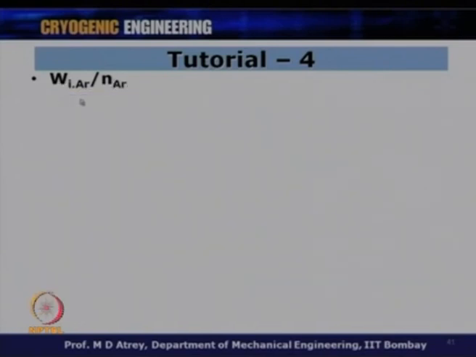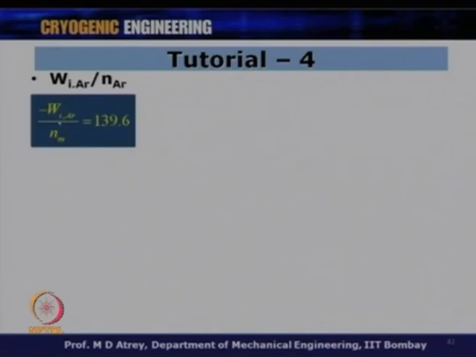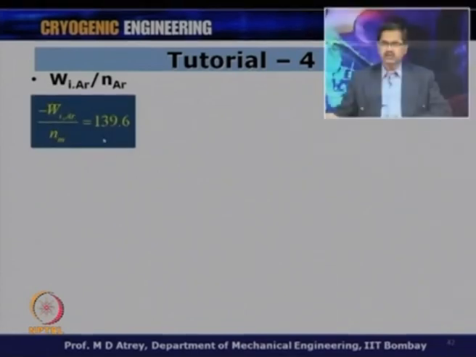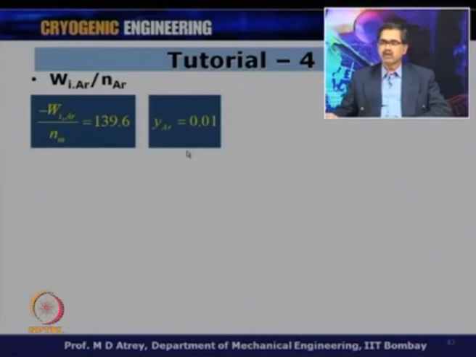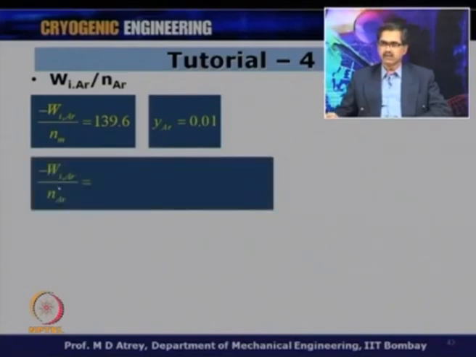Now, I want to convert that and represent it in terms of mole of argon only. So, my work of separation of argon per mole of argon is equal to, I know work of separation of argon per mole of mixture, so I will just divide by the molar fraction of argon. So, work of separation of argon per mole of argon is equal to 139.6 divided by 0.01, which is 13960 joule per mole of argon. Now, this is clear, we have done it several times now. So, the concept should be absolutely clear by now.